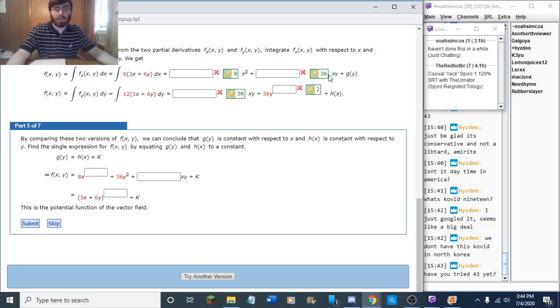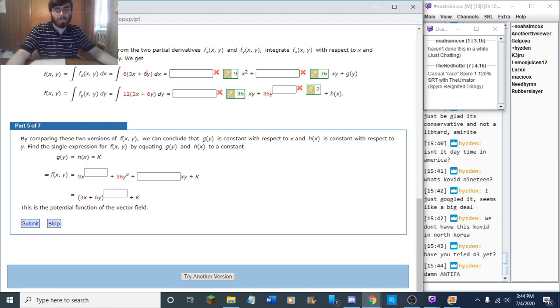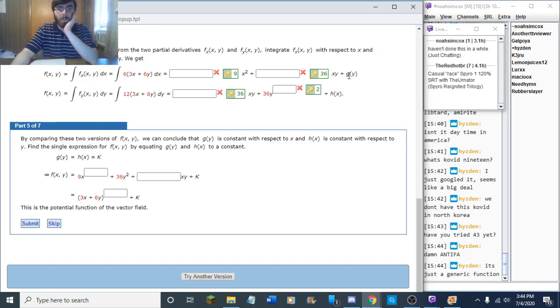So yeah, you integrate with respect to x plus, wait, where did they get the... Oh, I see. You add an x on it, and then plus g of y. I don't even know why they have the g of y right there. What is the g of y? Plus g of y plus h of x. I don't know what the g of y and h of x are. It's just a generic function.